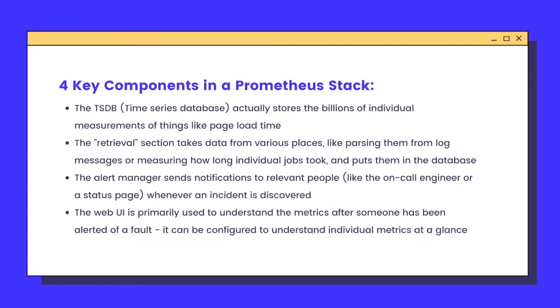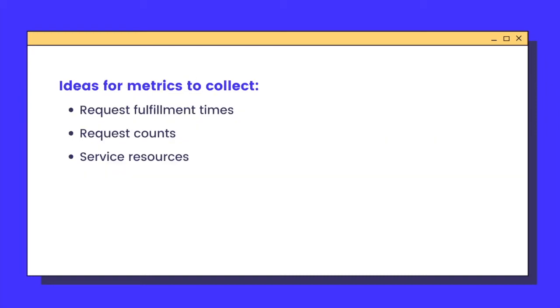The diagram above is daunting, but it's quite similar to the architecture that we discussed for log aggregation frameworks. There's 4 key components, like I mentioned. The time series database actually stores the measurements, retrieval, the alert manager, and the web UI. So the sorts of metrics we collect, well, there's a lot of subjectivity about which metrics are important based on what your product does and what your users are. But here's a few ideas for what you'd store in something like Prometheus.